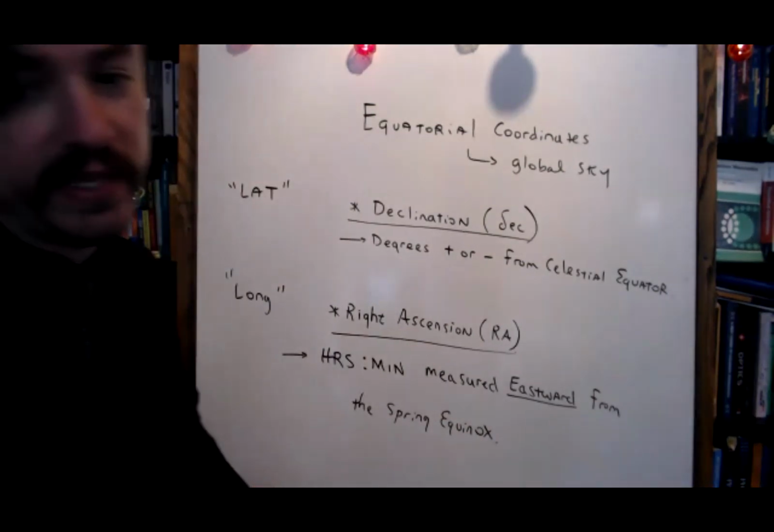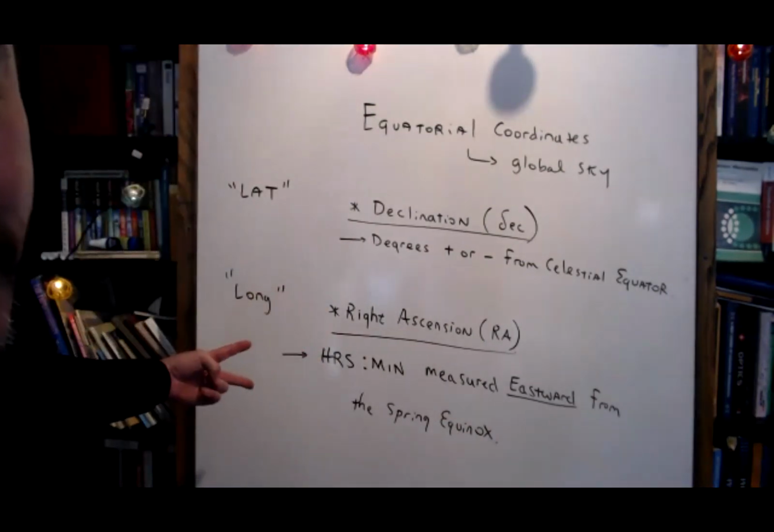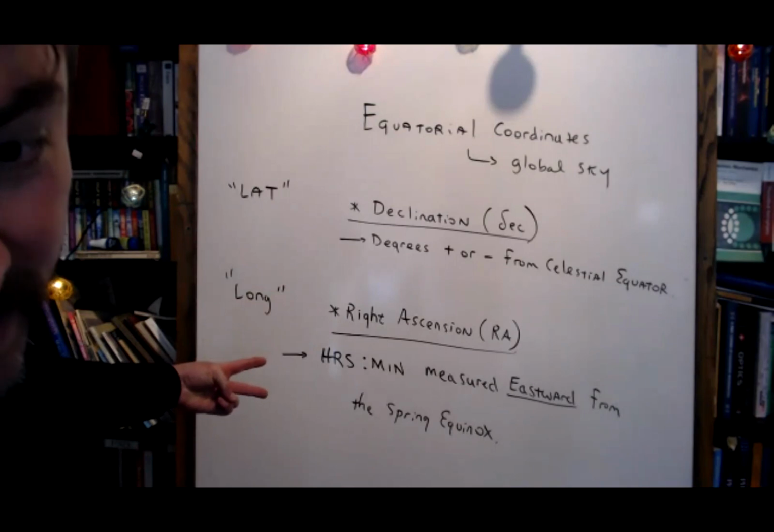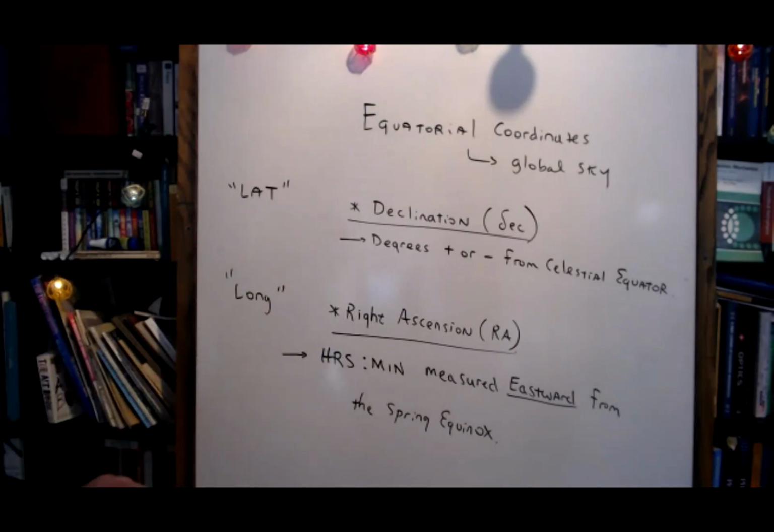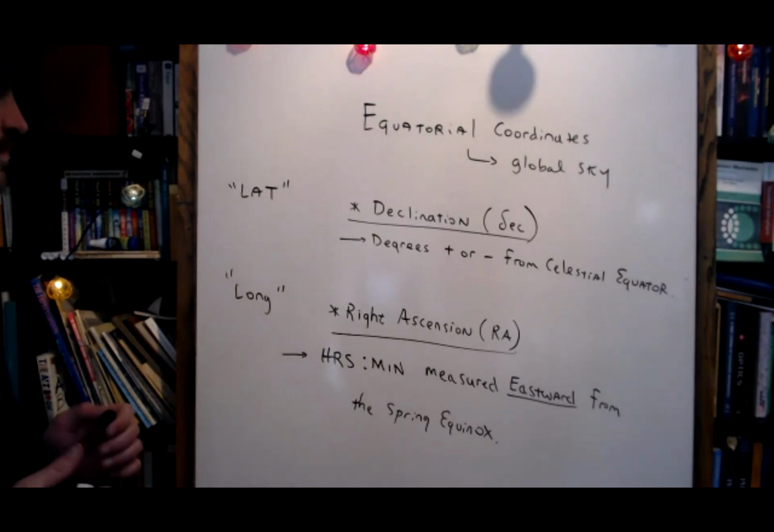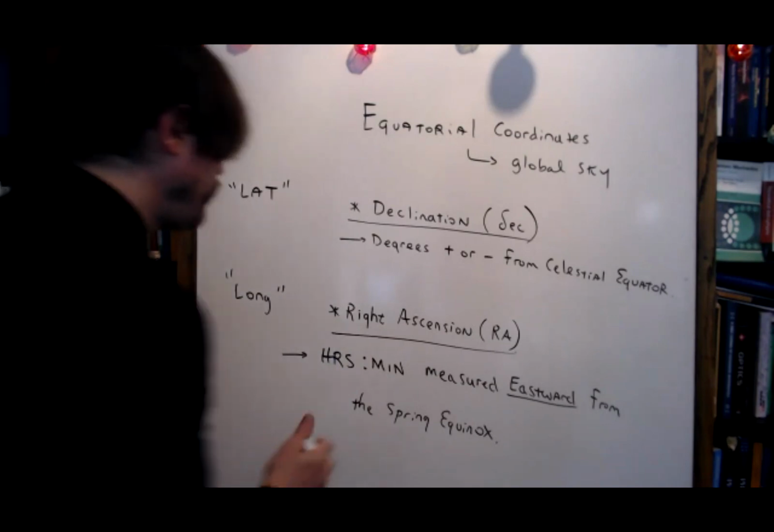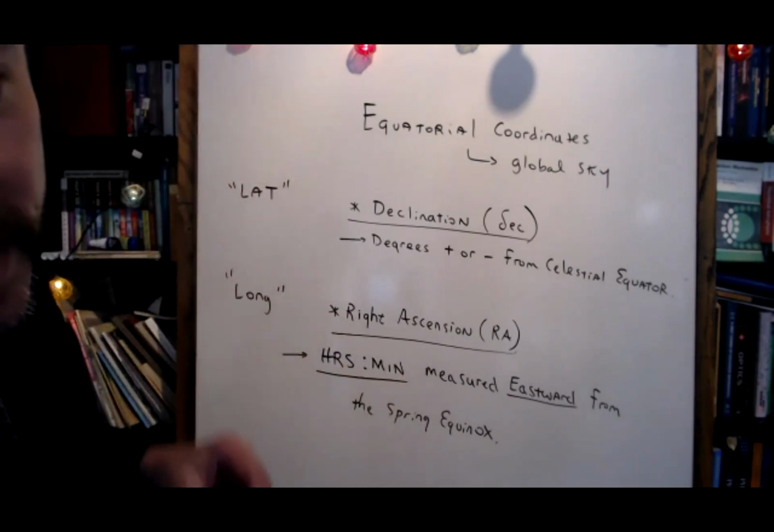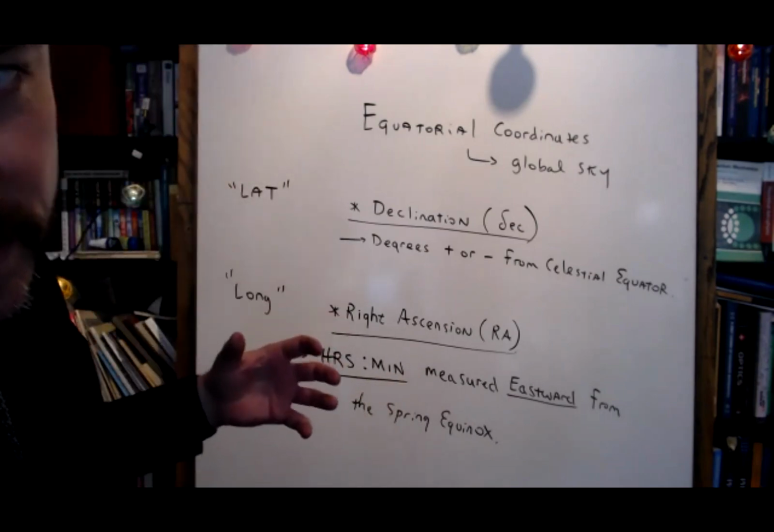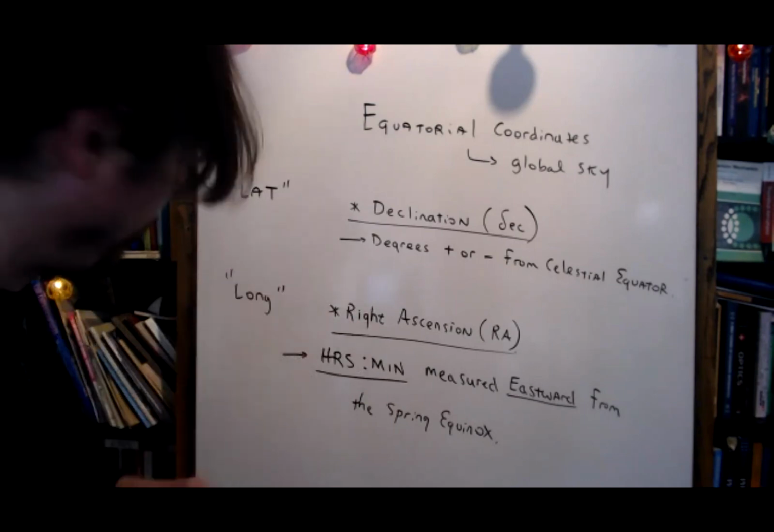Now, if I were you and learning this for the first time, I'd be thinking, what the hell does that mean? I can explain it to you. We just got to do it nice and slow. You were probably expecting me to measure right ascension in degrees, the way I measure longitude in degrees. But I do not have to do that.